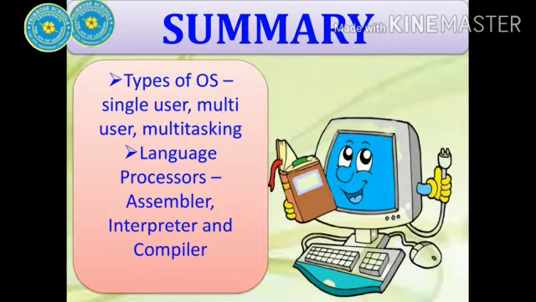Let us stop here, children. Today's summary: types of operating system, single user, multi-user and multitasking operating system. Then we saw the language processor and its classification. Let us have a small quiz, children. Are you all ready?